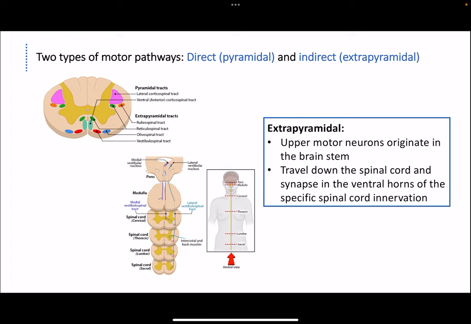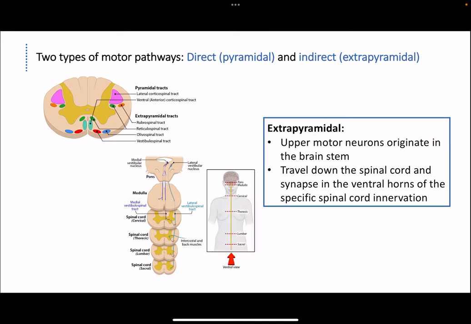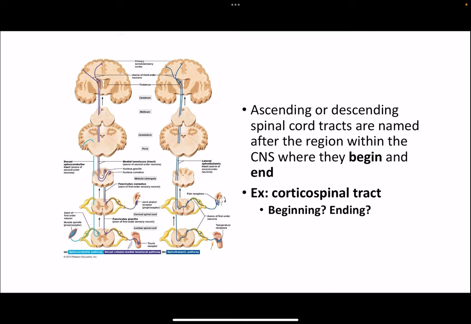posture, things like that. So the pyramidal pathway was voluntarily controlled, starting in the cerebral cortex. The extrapyramidal pathway is involuntarily controlled, subconscious, and largely we cannot control it, going to muscles for posture, balance, equilibrium, things like that.